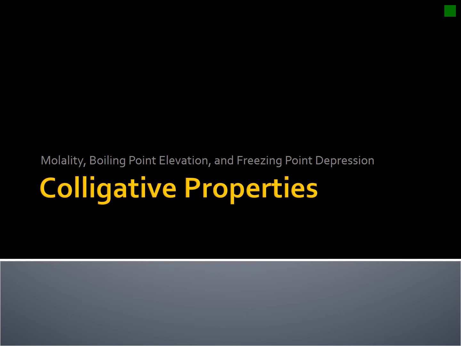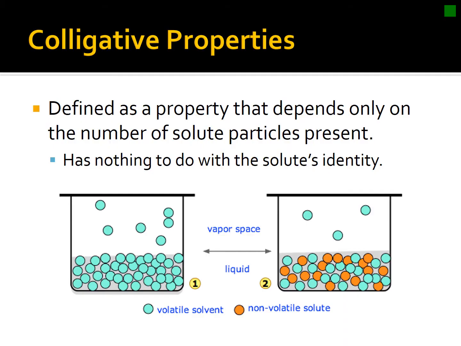All right, tonight what we're going to be talking about are colligative properties. And what is a colligative property? Well, it's a property of a certain chemical or substance that depends only on the number of solute particles present. Remember, the solute is whatever is dissolved in the main solution, or the solvent. So we're talking about the solute. It has nothing to do with the actual solute's identity.